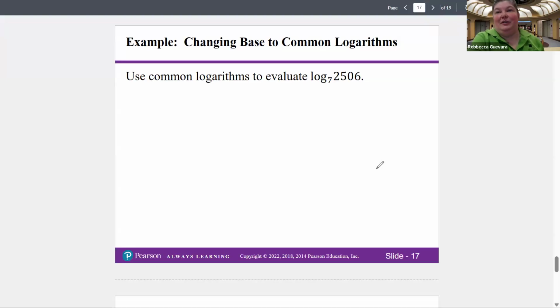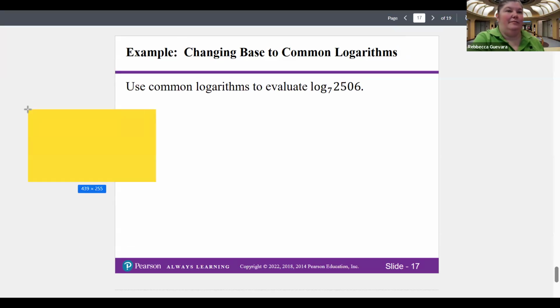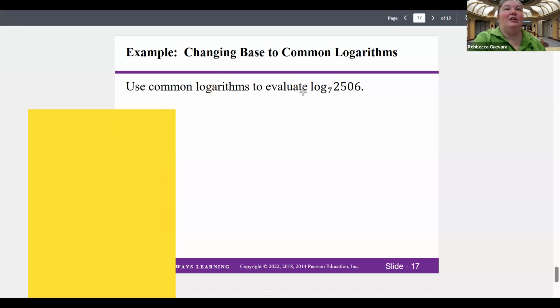So we're going to put this in a calculator in a bit. Let me just make a little spot to the side to put our information in. We want to use a common log to evaluate log base 7 of 2,506. So if we convert this using common logs, remember, the old base goes on the bottom, and this number goes on the top.